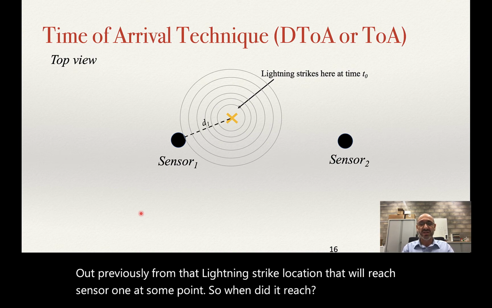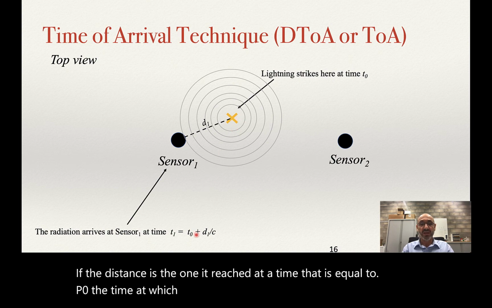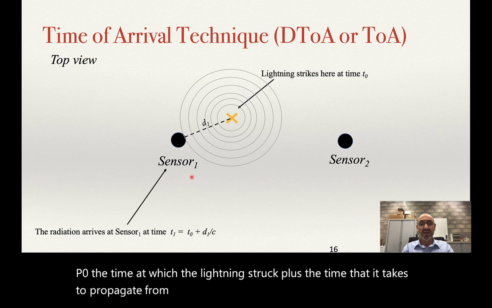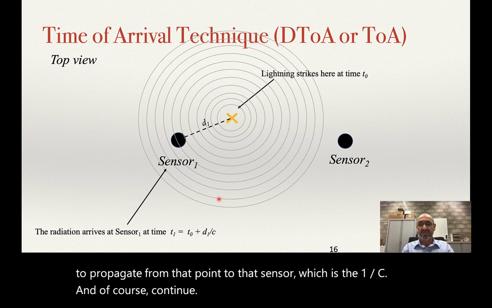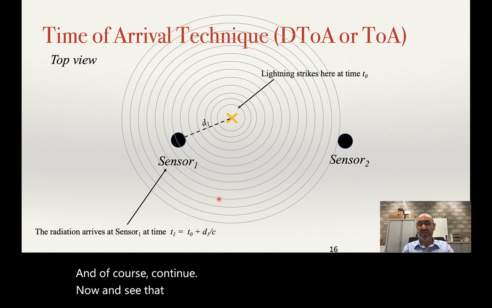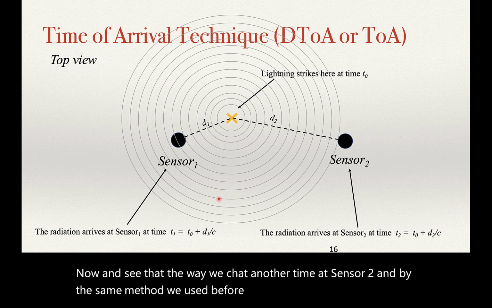If the distance is d1, it reached at a time that is equal to t0, the time at which the lightning struck, plus the time that it takes to propagate from that point to that sensor, which is d1 divided by c. And of course continue now and see that the wave will reach at another time at sensor 2, and by the same method we used before, we can just calculate the time of arrival at that sensor.